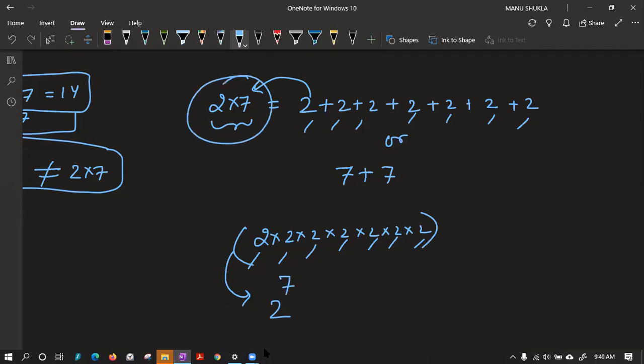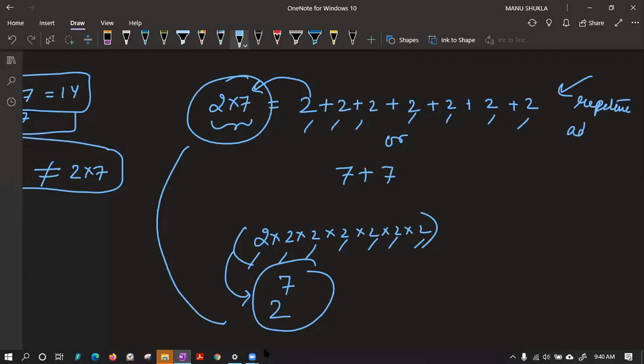So Abhas, these two are different. Are you able to understand this thing? Repetitive addition is this thing. We have studied repetitive addition is multiplication. Okay, and this is your repetitive multiplication. It becomes the power form.